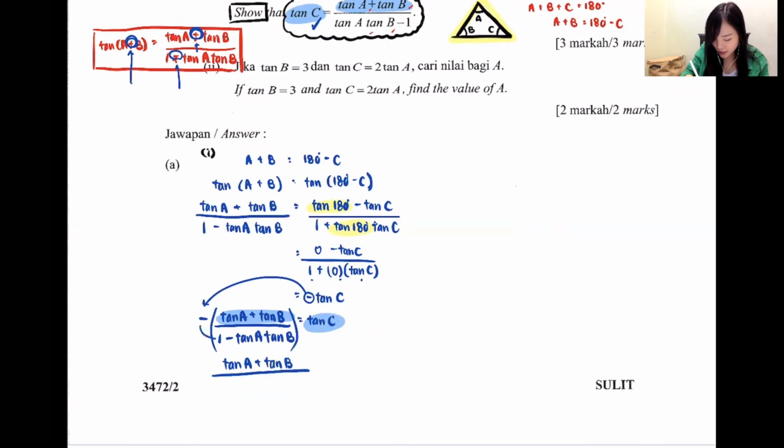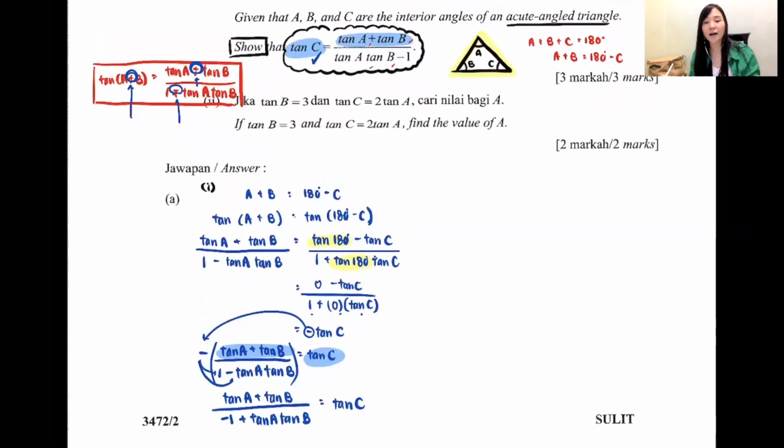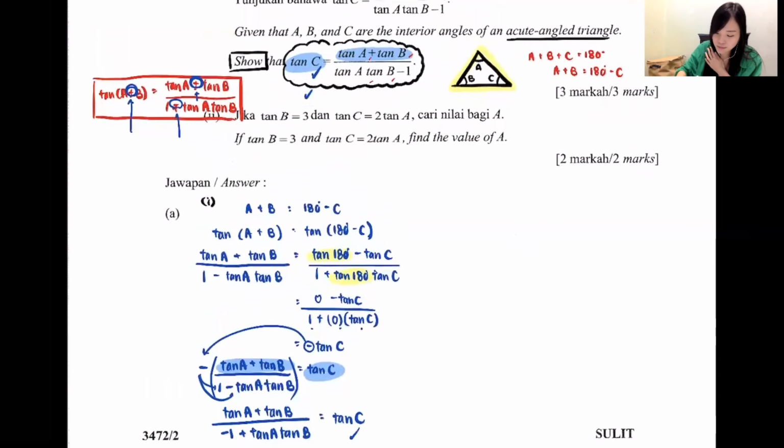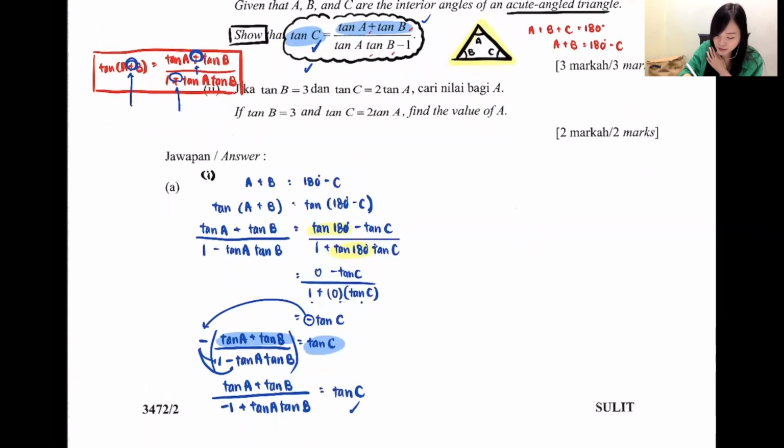So my dear, negative, positive, negative. Negative, negative, positive. Yay, I don't know about you. The moment I got this, my dear, you try to look up. Do they look the same? Check. Tangent C, exactly the same. Tangent A plus tangent B, tangent A plus tangent B, exactly the same.